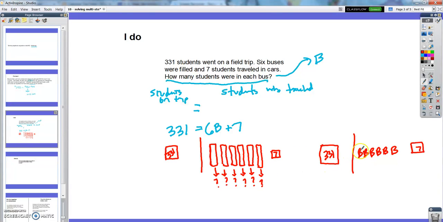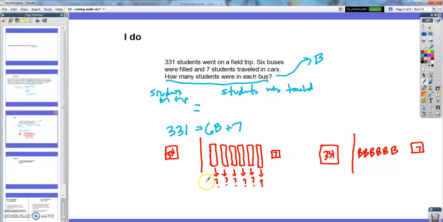And so what I'm trying to do is figure out what is each of these B's. They have to be the same because they're the same variable. And I'm going to try to use my drawing to figure out what it is. So if 331 kids total are on this trip and 7 are in the cars, it'd be nice if I didn't have these 7 kids in the cars to worry about.